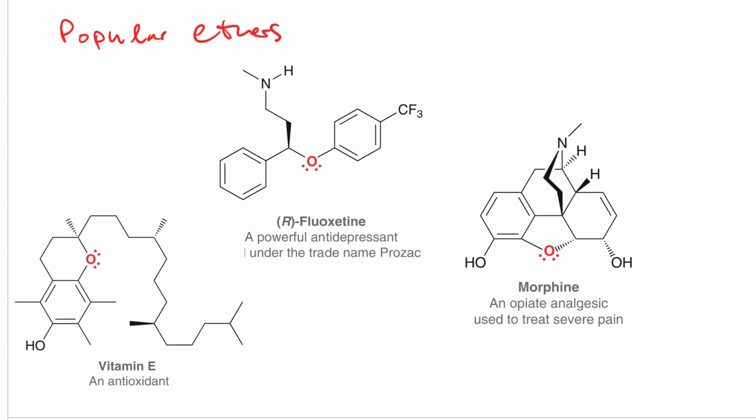These are some ethers that you may have had contact with. R-fluoxetine, also known as Prozac, is an ether. Vitamin E, the body's fat-soluble antioxidant, also an ether. Have you heard of the opioid crisis? Well, morphine is also an ether.